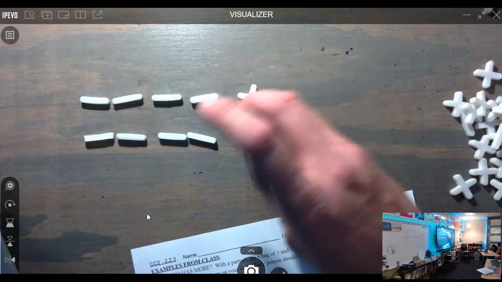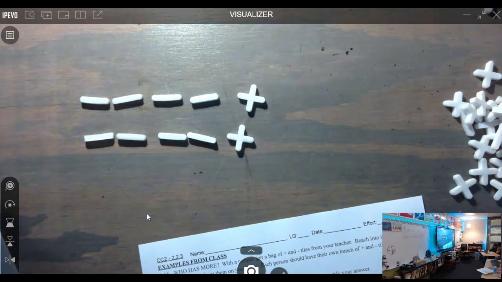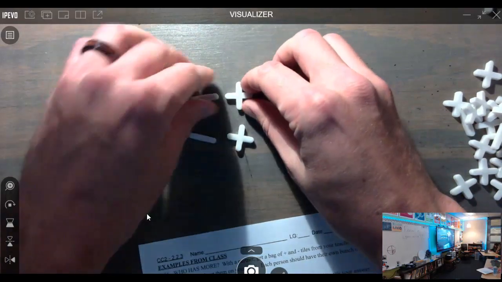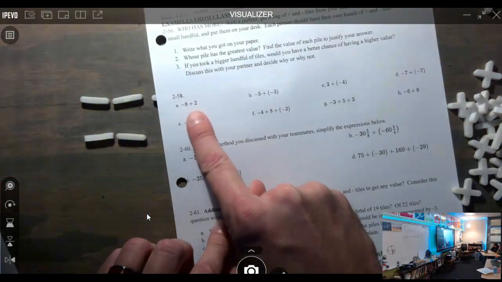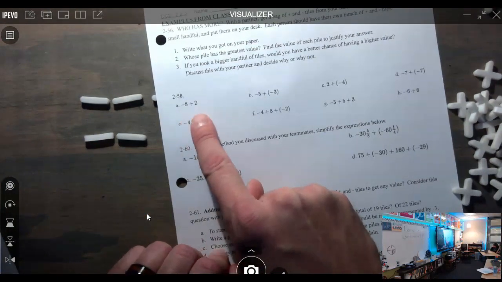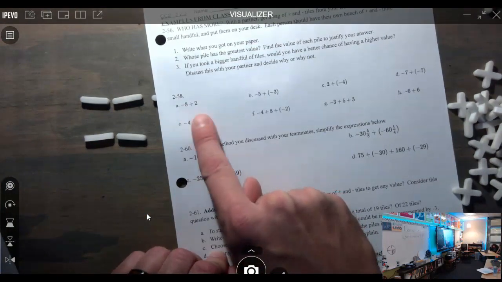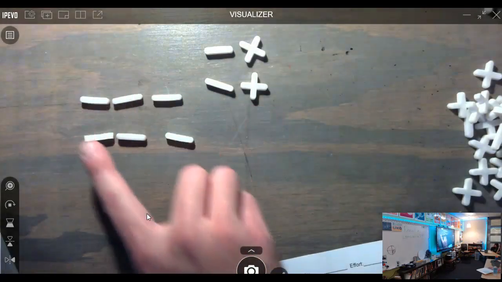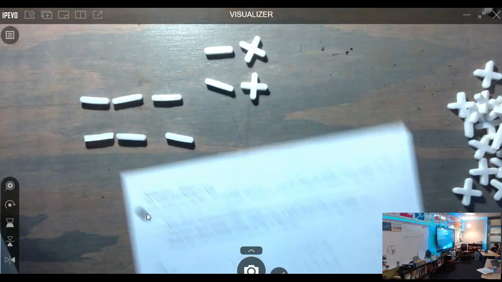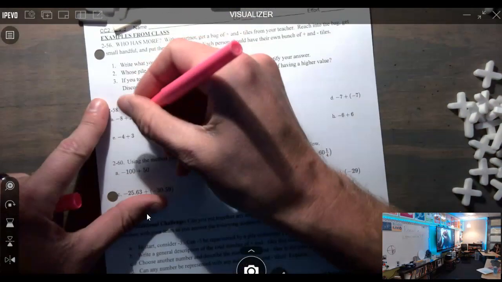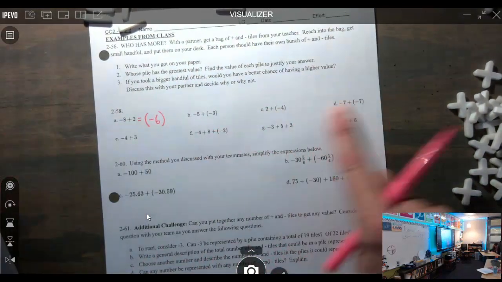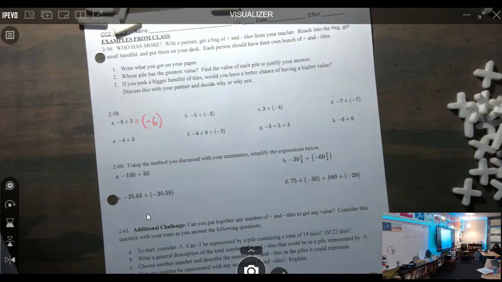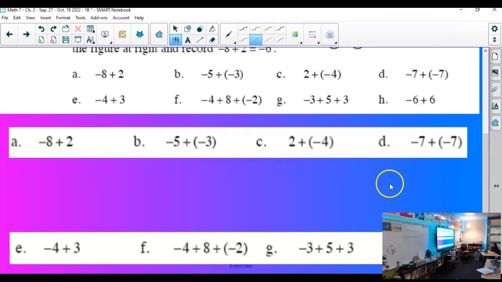So if I lay out -8 and +2, how many 0 pairs could I make? 2, right? Because these make a 0 pair and these make a 0 pair. Or I could think to myself, if there's a bad guy 8 and a good guy 2, who wins and by how much? Who wins? Good guy, bad guy? Bad guy, by how much? 6. So on our paper, what we're going to write down is that this equals -6. So I should see you working on this as I come around. If you're sneakily trying to win a row, I'm not surprised, but I am sad.